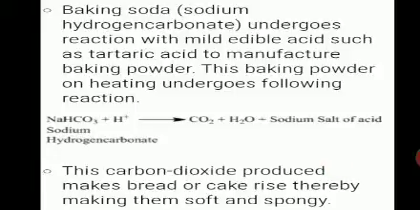So this is what happens while we are adding baking powder in cakes and bread, making it soft and spongy.